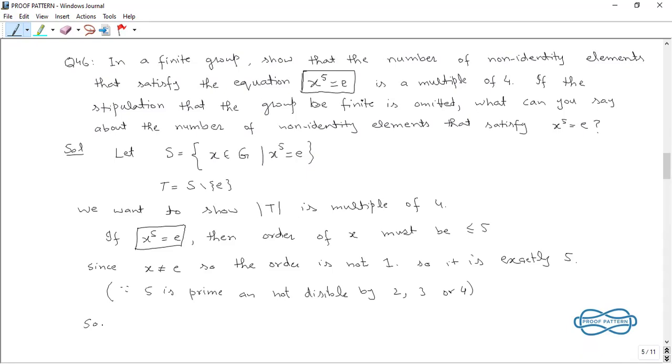so for any x belonging to T, the set generated by x, which is e, x, x squared, x cubed and x to the fourth, is a cyclic subgroup of order 5. We will study cyclic subgroups and cyclic groups in detail in the next chapter.